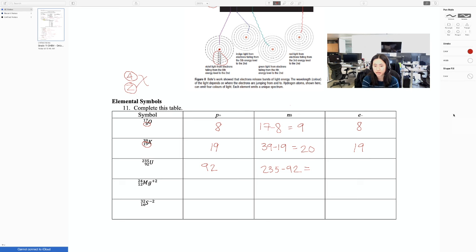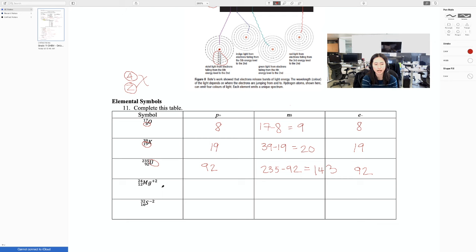Okay, so 235 minus 92 gives us 143, so the number of neutrons of uranium is 143. Now if you look at the number of electrons, because your atom here is neutral, the number of protons equals the number of electrons, which is 92 as well. Hopefully that was straightforward for your neutral atoms.